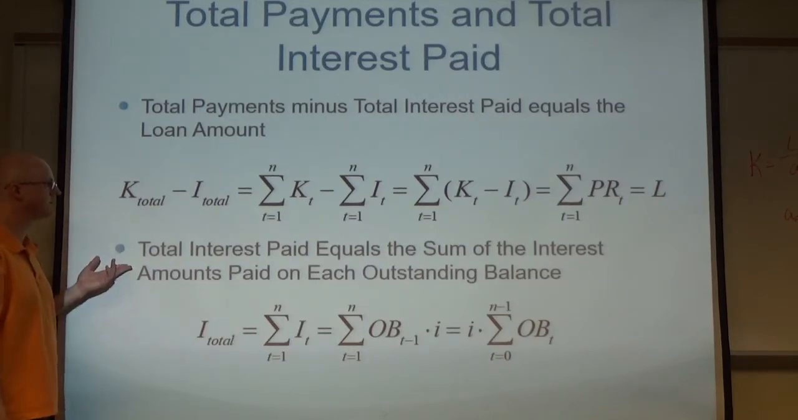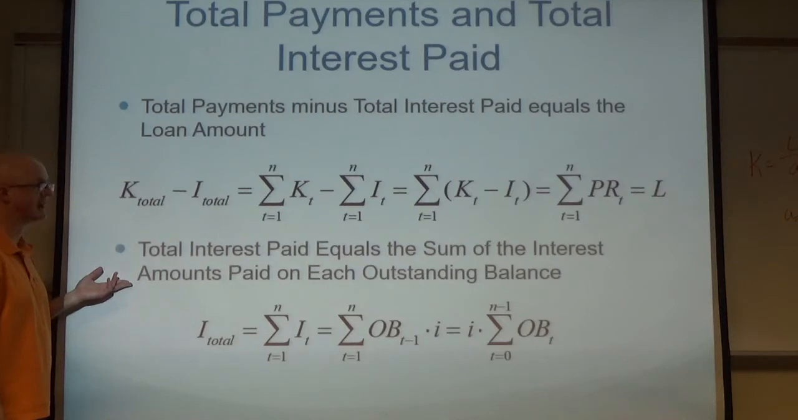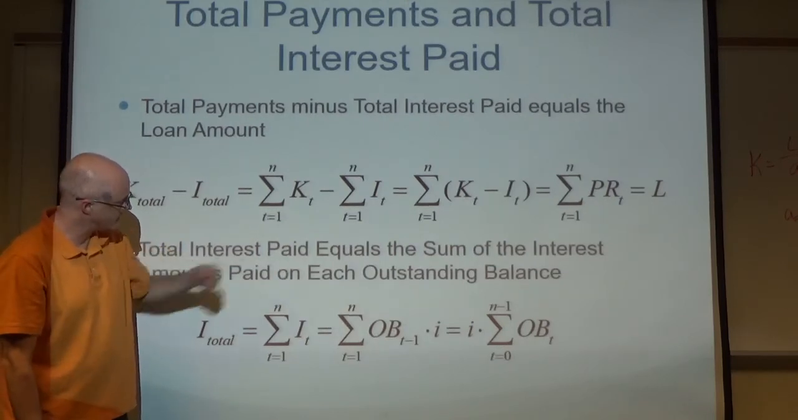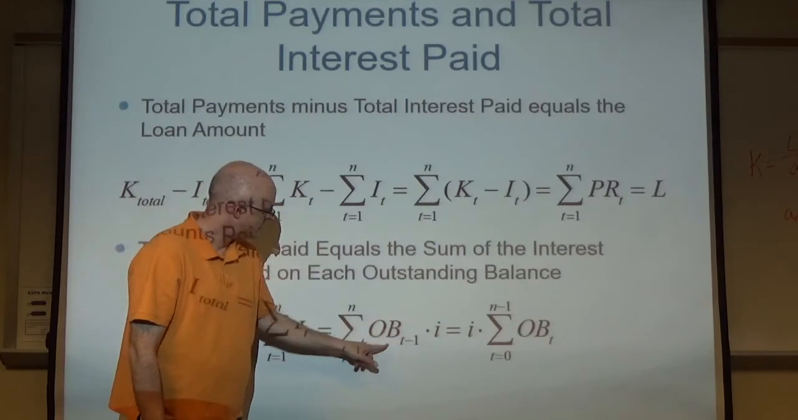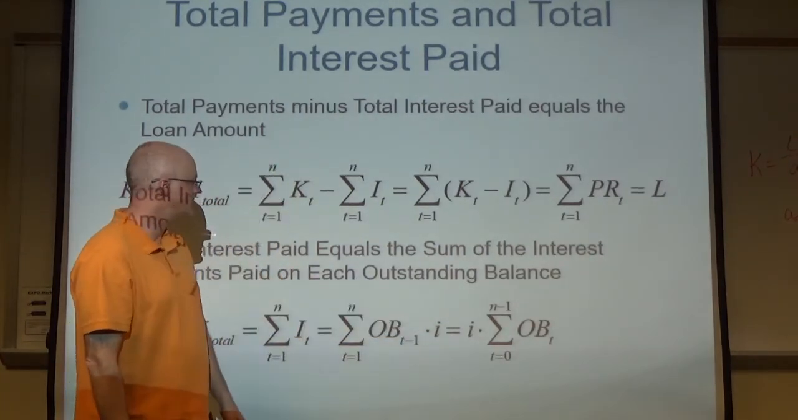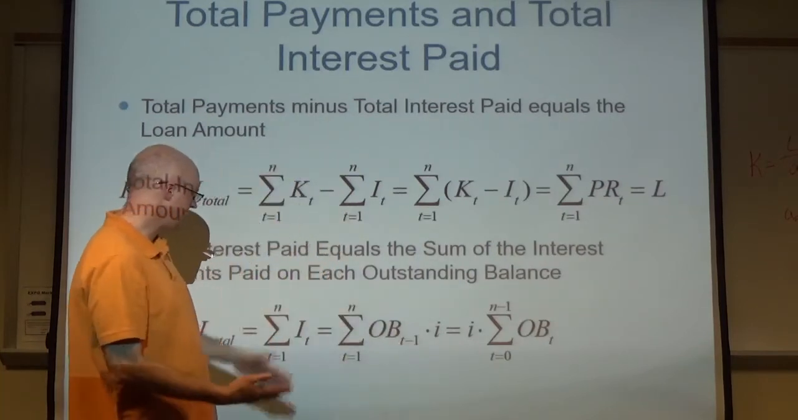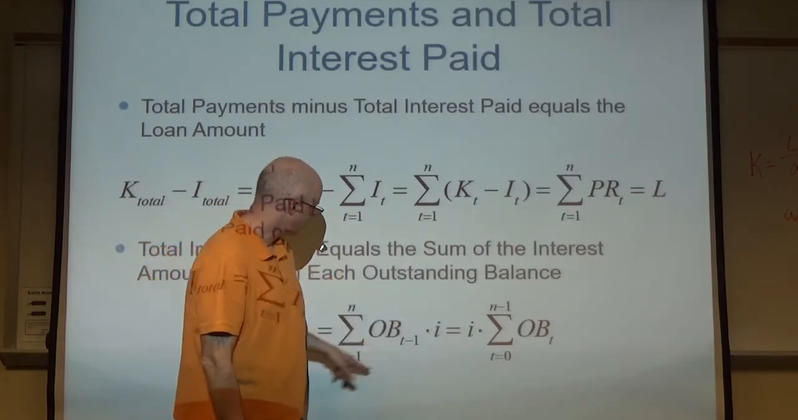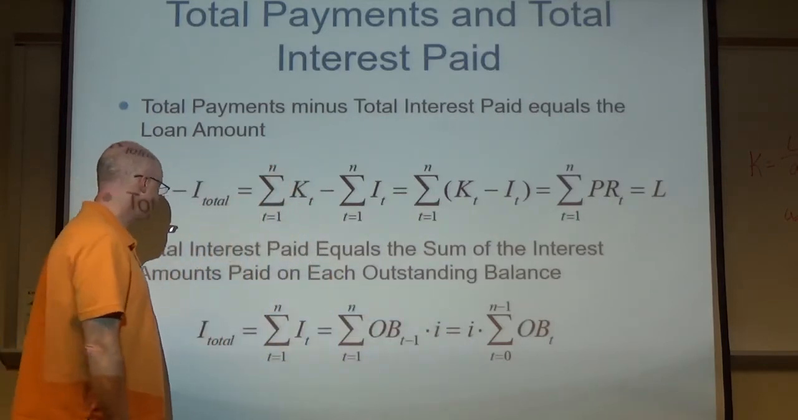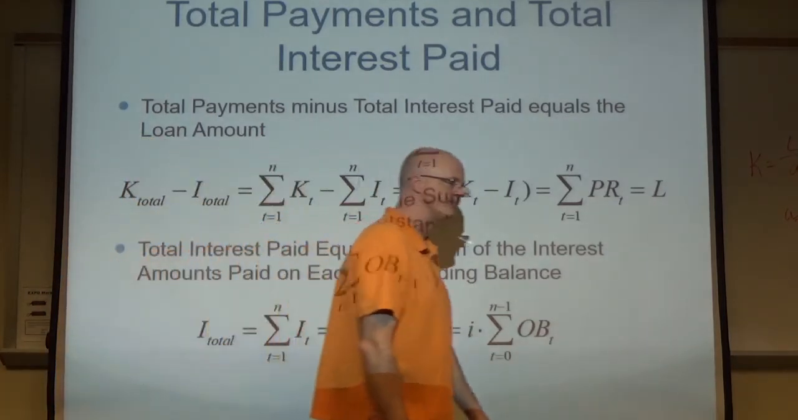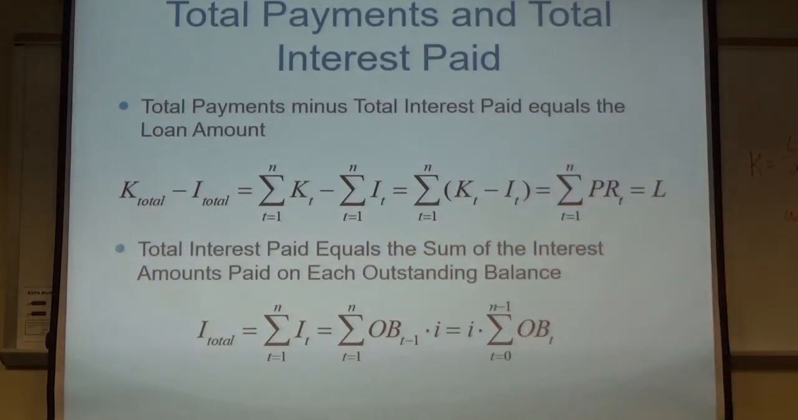You can also say the total interest paid equals the sum of the interest amounts paid on each outstanding balance. And maybe that's a little less obvious, but it's algebraically verifiable. The total interest is the sum of each individual interest, which can always be thought of as the preceding outstanding balance times the periodic interest rate, and I can be factored out of that summation to write it like this. I also change the index, the way the index goes, because OB0 is the first outstanding balance. But these mean the same thing. And this is telling you your total interest is I times the sum of the individual outstanding balances, which could be a useful thing in some problem-solving things.